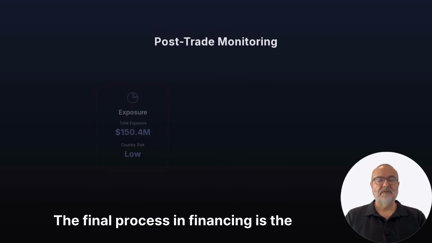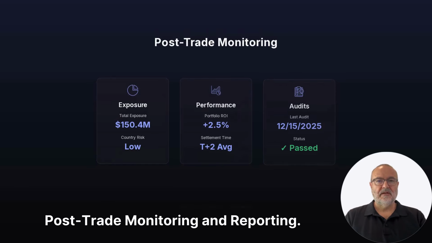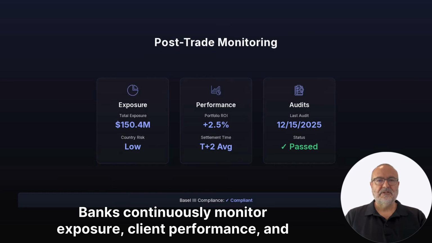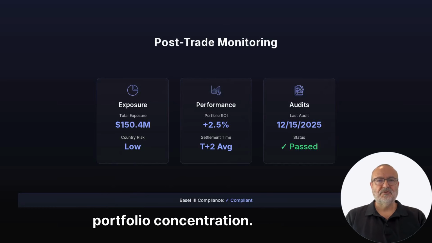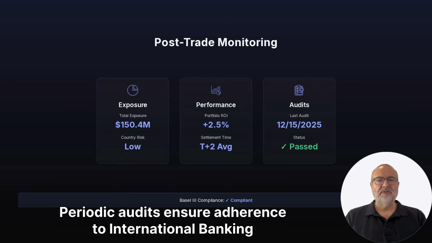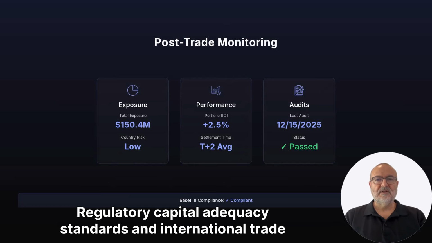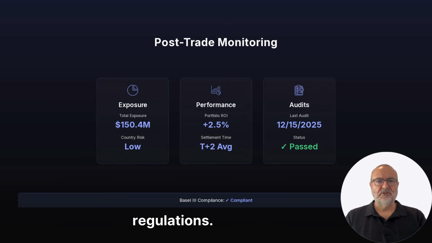The final process in financing is the post-trade monitoring and reporting. Banks continuously monitor exposure, client performance, and portfolio concentration. Periodic audits ensure adherence to international banking regulatory capital adequacy standards and international trade regulations.